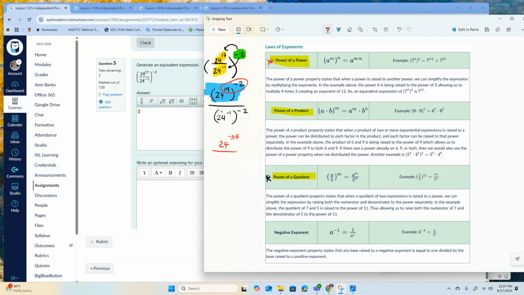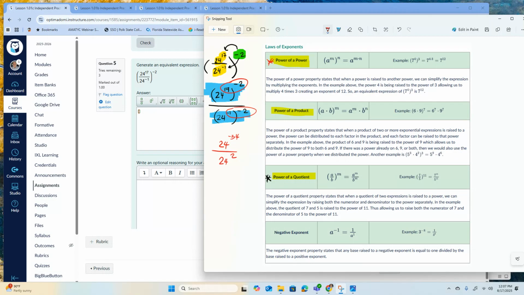Then I'm going to do the same thing on the bottom. So 24 is my base on the bottom, and I'm going to multiply the two exponents. Negative 1 times negative 2 is positive 2. Now I need to keep simplifying more.